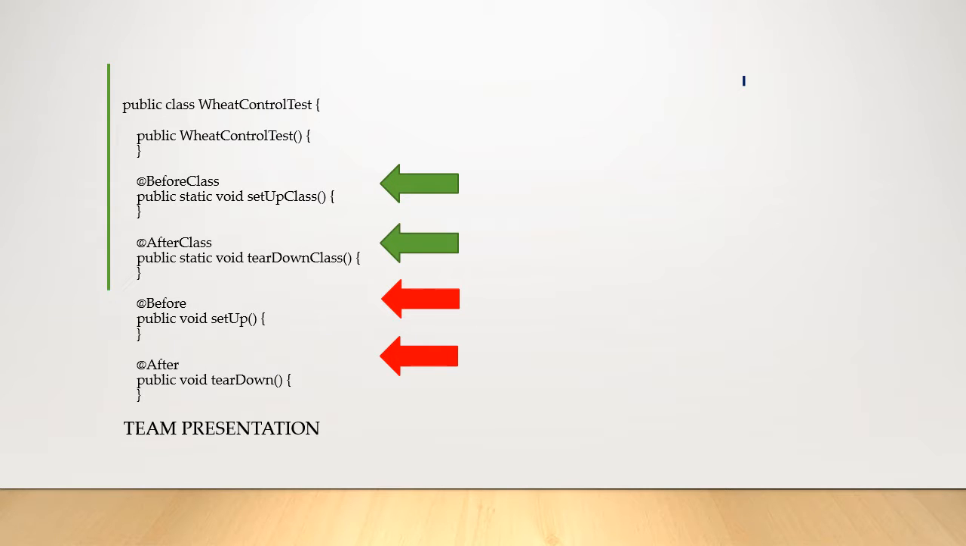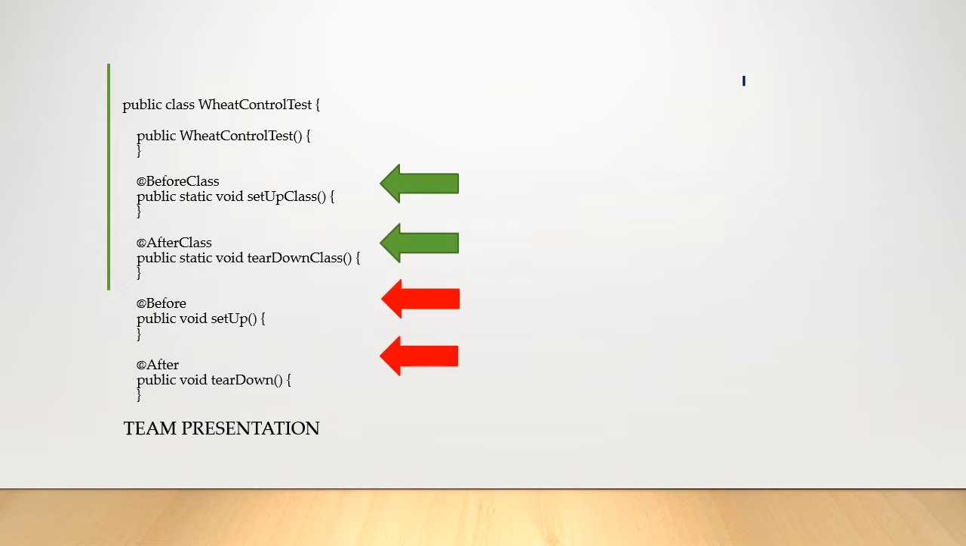Annotating a public static void method with @AfterClass causes that method to be run after all the tests in the class have been run. All AfterClass methods are guaranteed to run even if a BeforeClass method throws an exception. The @AfterClass methods declared will be run after those in the current class.